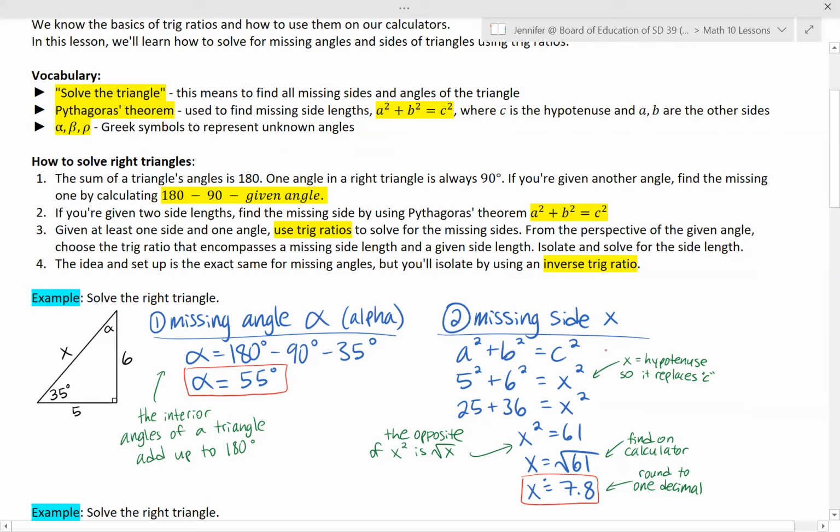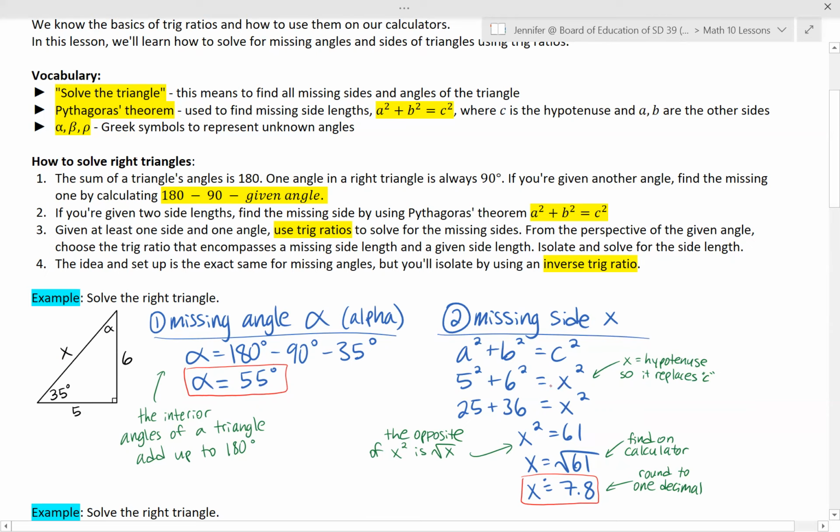For the missing side length x, we actually also don't have to use trig ratios here because we're given two of the side lengths, making it easy to find the third. We'll use Pythagoras theorem, which is a squared plus b squared equals c squared. We don't know what the hypotenuse is. We're looking for the hypotenuse x because that's across the 90-degree angle. So a and b can be replaced with the side lengths that we do know, which are 5 and 6. So 5 squared plus 6 squared equals x squared.